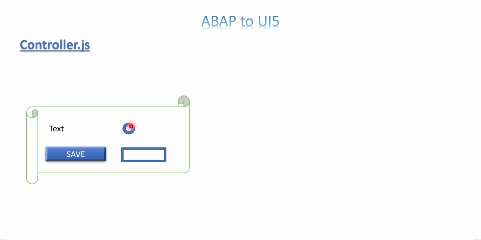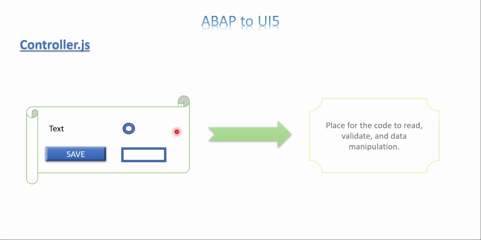So now I need a space to write the code for read and write. For that I'm going to use a file called controller.js. Here I'm going to start writing the code which is going to read the value from the screen element and write it to the screen element. So that is about controller.js.